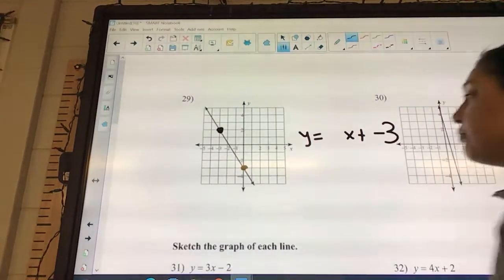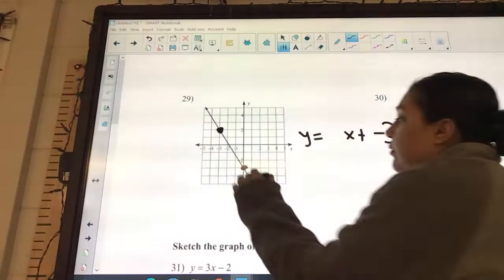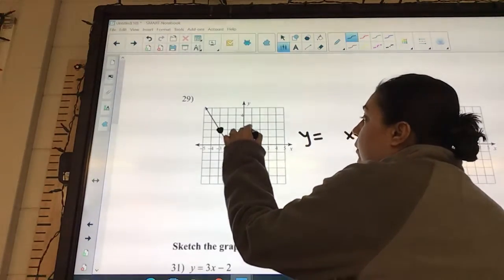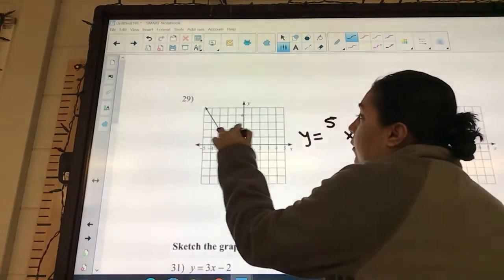Okay, and then how much do you rise? How much do you run? 1, 2, 3, 4, 5. 1, 2, 3.